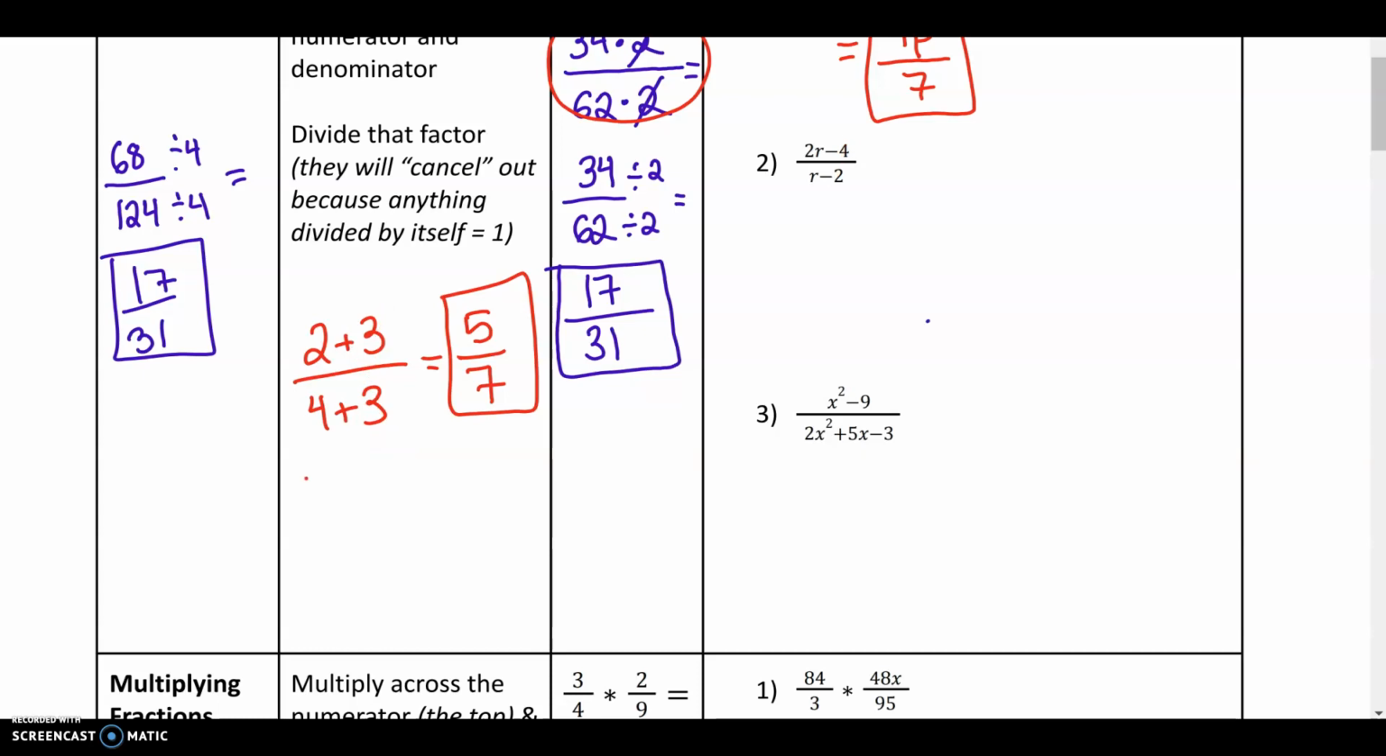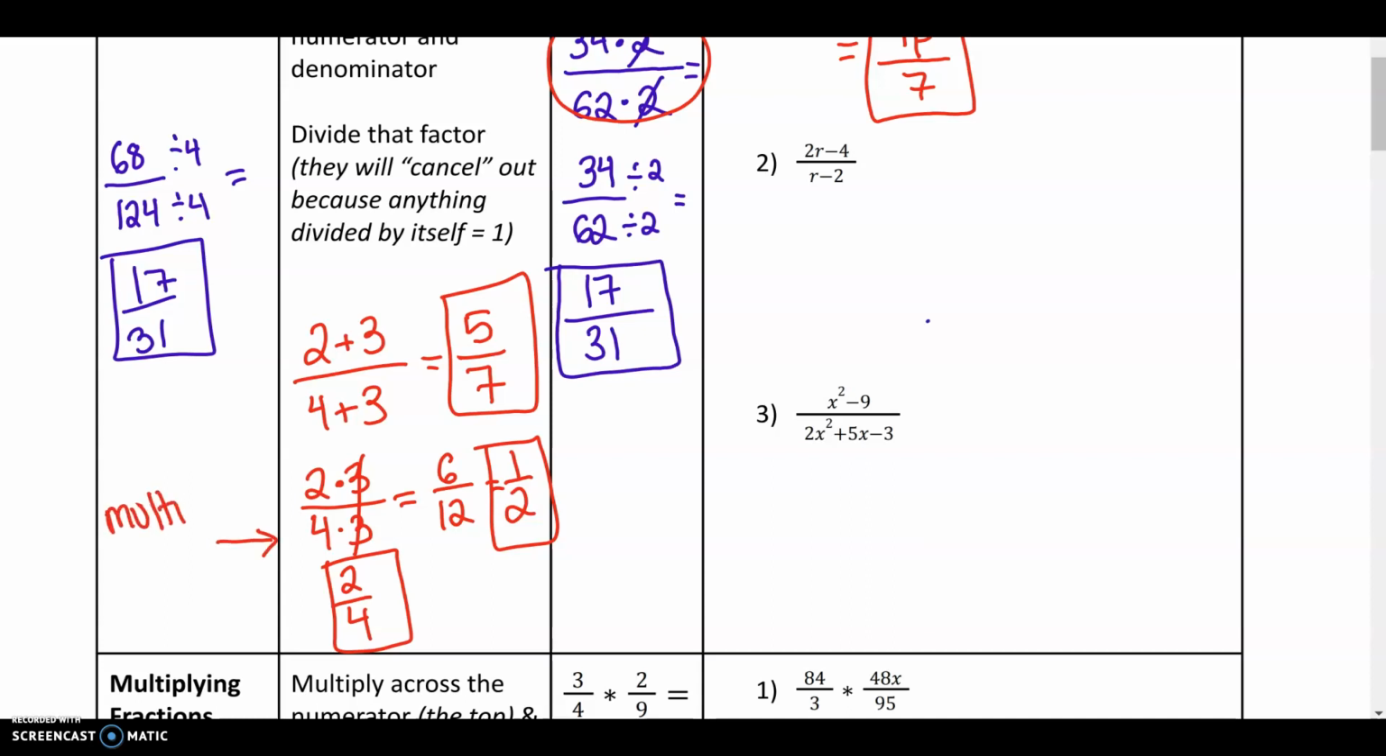The only time you can cancel is, let's say that was 2 times 3 over 4 times 3, which if I multiply those together, it's 6/12. And if I reduce 6/12, that's 1/2. You divide a common factor of 6 out, which if you cancel these 3's that are being multiplied together, you would get 2/4. And 2/4 is the same as 1/2. So the only time you can cancel factors out is when they're being multiplied. When they're being multiplied, you can cancel.